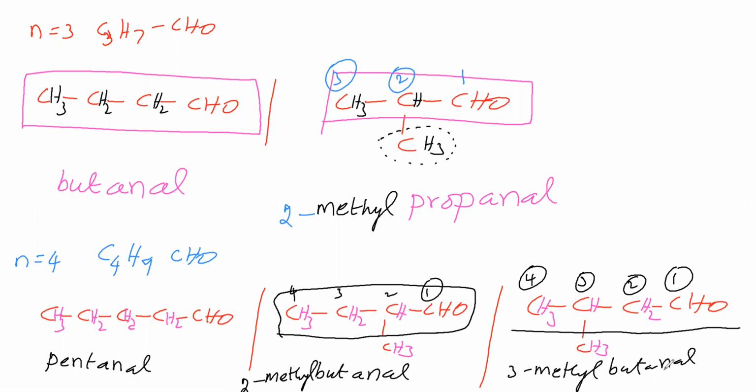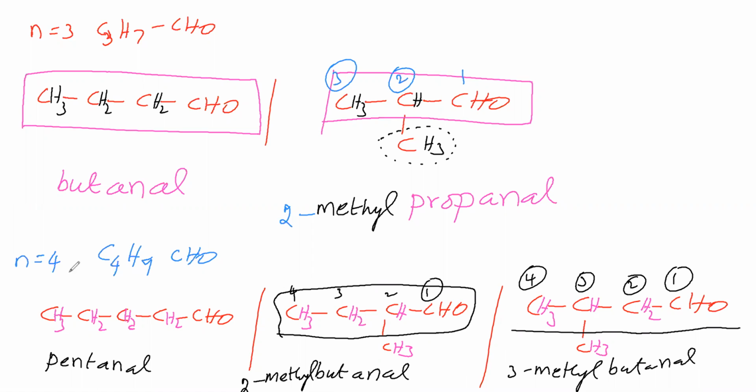Therefore, we need not say the position of this aldehyde. Okay, sir, we have written the isomers now. Shall we say these two are called chain isomers? Yes. The first and last are called chain isomers. The second compound and third compound are called position isomers because the position of the branch is different.